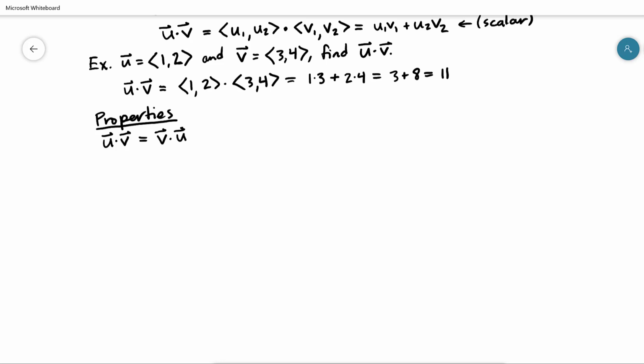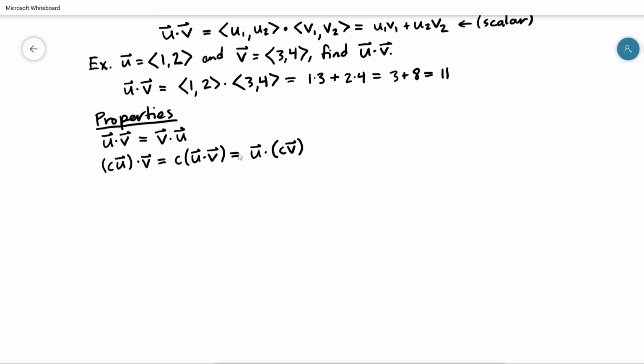It's also associative with a scalar multiplication in the sense that if I have c times u, where c is a scalar and u is a vector, and I dot that with v, that's the same as doing c times u dotted with v, and that's the same as doing u dotted with c times v. So I can associate that constant with any one of the terms. I can associate it with the u, associate it with the v, or I can pull it out and associate it with neither of the two vectors.